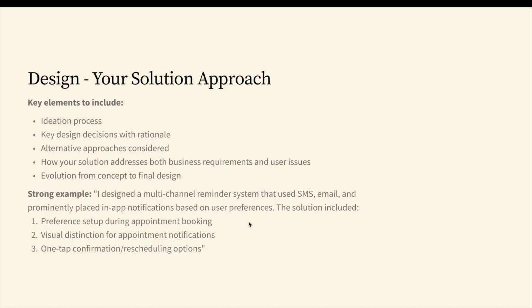During the appointment booking itself, the user can set up their preference, whether they are choosing SMS or email, whatever platform they are choosing, they can set their preferences. And then for appointment notifications, we can make them visually distinct from other applications, so that it will be easy for the users to get an idea, or they'll easily remember that this notification is from Acme Healthcare.